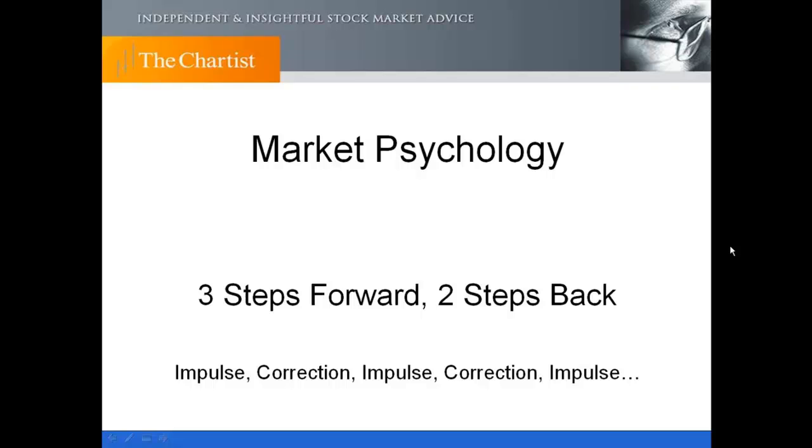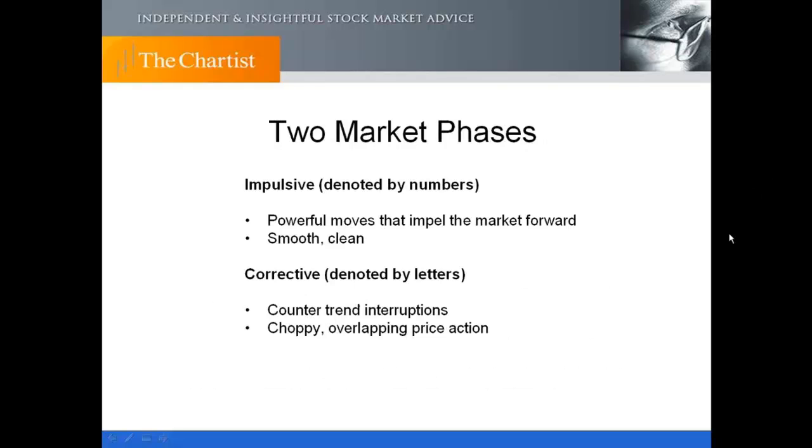What I want you to think about as we go through tonight's presentation, and as you look at the charts on an ongoing basis within the Chartist, is this: the market moves 3 steps forward, 2 steps back, and it does so in an impulse, correction, impulse, correction, impulse, correction. You know, that's all that goes on. So let's just go through those 2 market phases. Remember, those 2 market phases are pretty simple. Impulsive, which is denoted by numbers, and corrective, which is listed with letters.